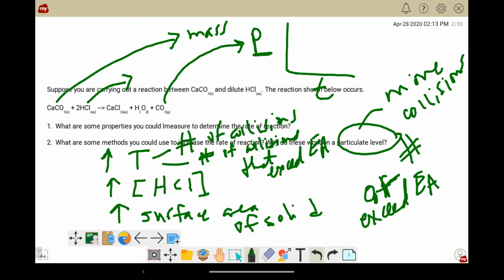And then there's a fourth factor that can be used with some reactions that we'll talk about catalysts in a minute as well.